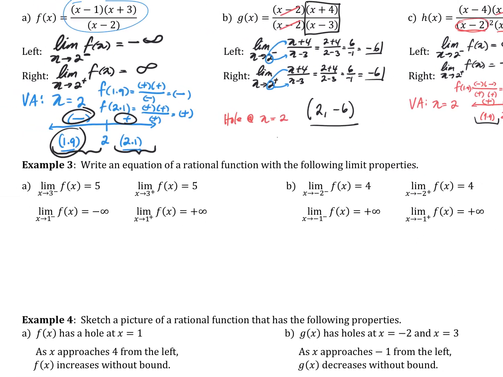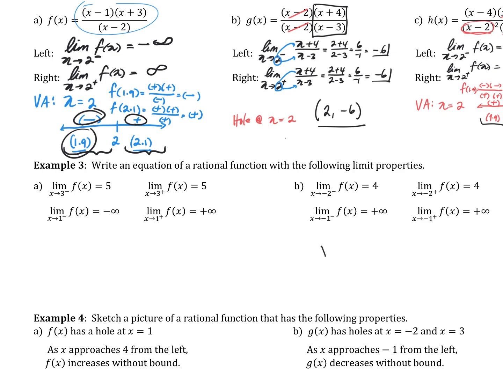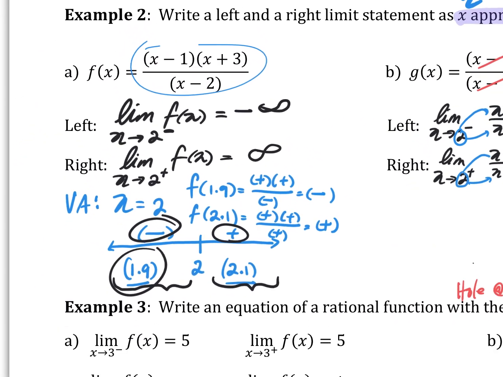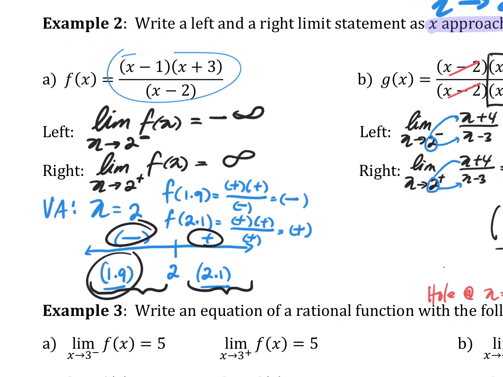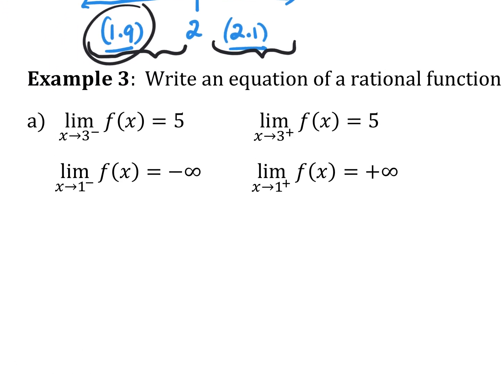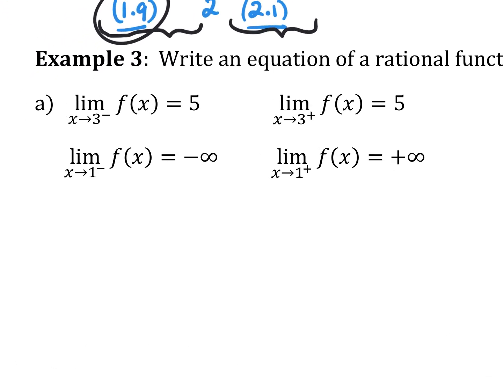Okay, let's go to the next. Example number 3. Write an equation of a rational function with the following limit properties. I guess this is very interesting because earlier we have been asked to write the limit statements given a function. This time is the reverse. We are given the limit statements and we're going to get the function.